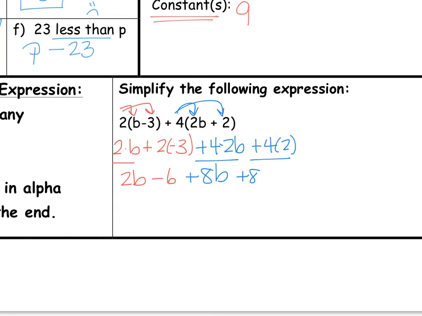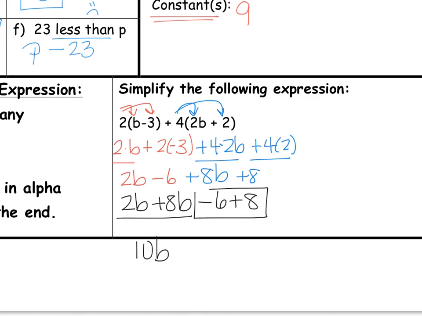So now we got rid of the parentheses. Now we need to combine like terms. So I'm just going to rearrange these: 2b plus 8b, to see what we get for our answers, and then minus 6 plus 8. We combine these two, we get 10b. When we combine these two, negative 6 plus 8 is a positive 2. So when we simplify our expression, we get 10b plus 2.